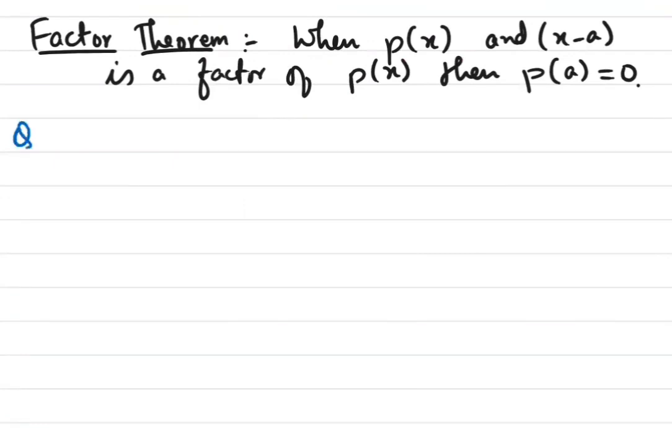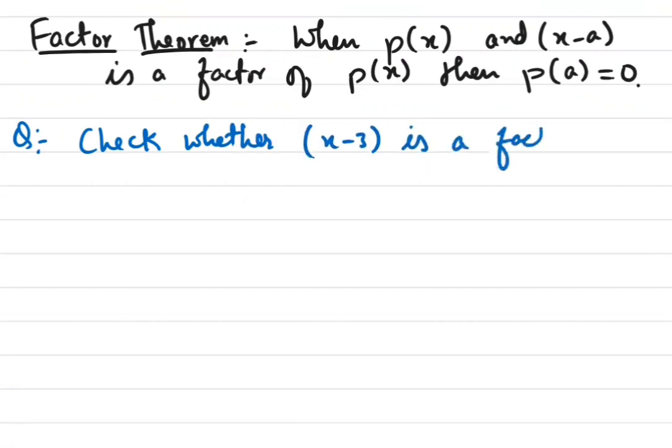So what type of questions can we expect from the factor theorem? Let's say we have: check whether x minus 3 is a factor of x cube minus 6x square plus 11x minus 6. So we have to check this. Now, one method to check is to physically divide this cubic polynomial by x minus 3 and find the remainder. If the remainder is 0, then we can say that x minus 3 is a factor.